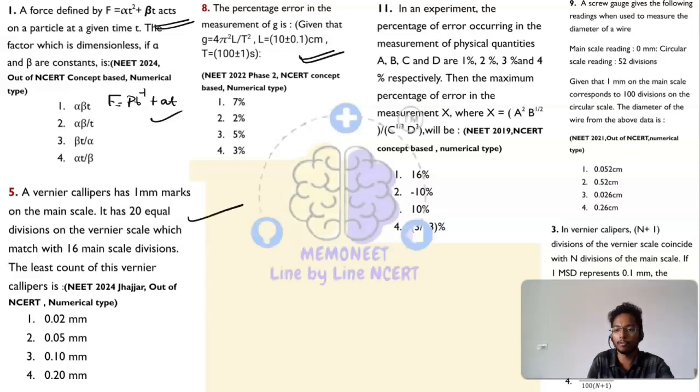Okay, जैसे कि वर्नियर कैलिपर से आता है, ये परसेंटेज वाला क्वेश्चन बहुत आता है, स्क्रूगेज का क्वेश्चन भी करवाया हूँ, ये भी आता है। ऐसे ही क्वेश्चन बहुत एनटीए में पूछा गया है। ओके, like this type of question they ask that is asked in the NTA.